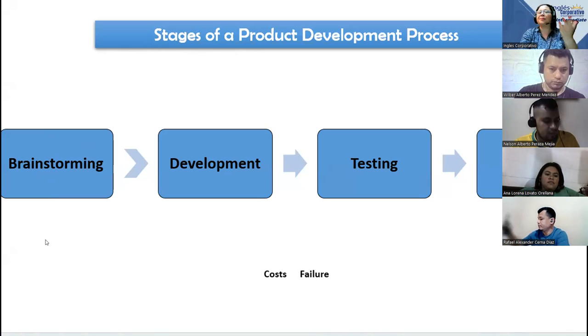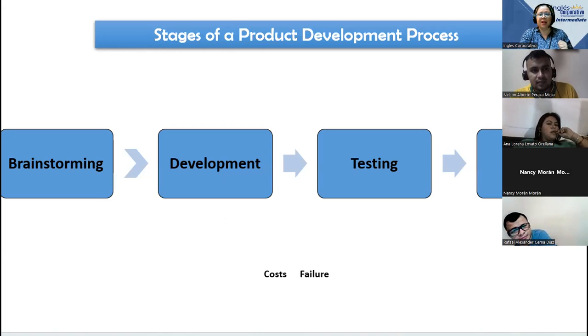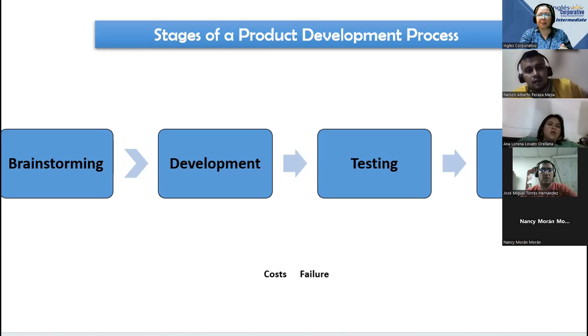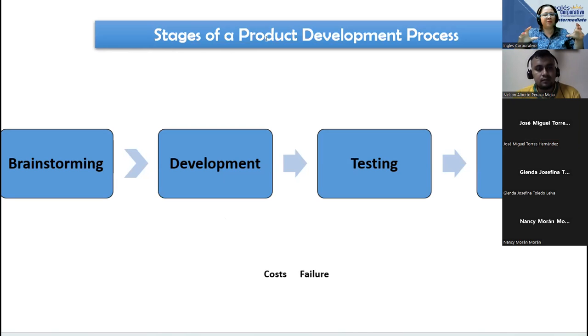Brainstorming. Development. Testing. Launch. Costs. Failure. Okay, can someone build a concept of the product development process using all these stages? A ver.